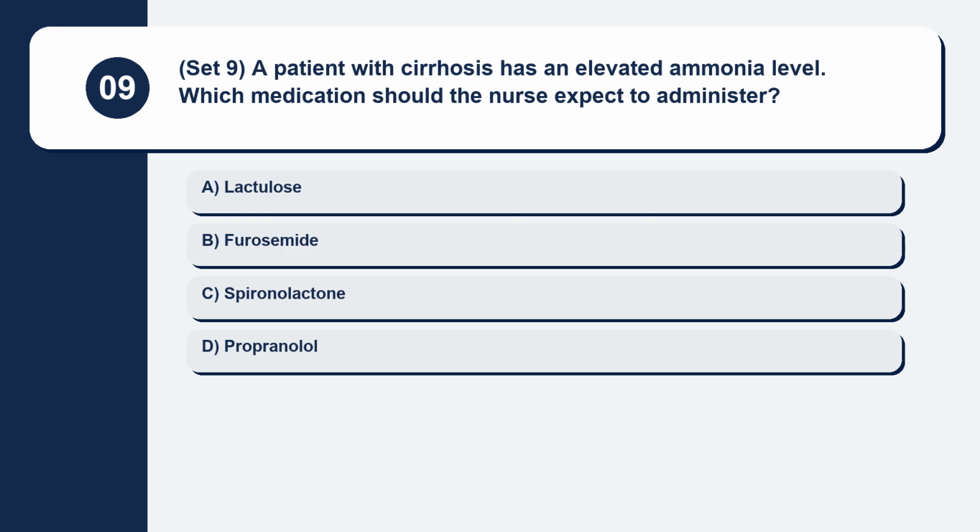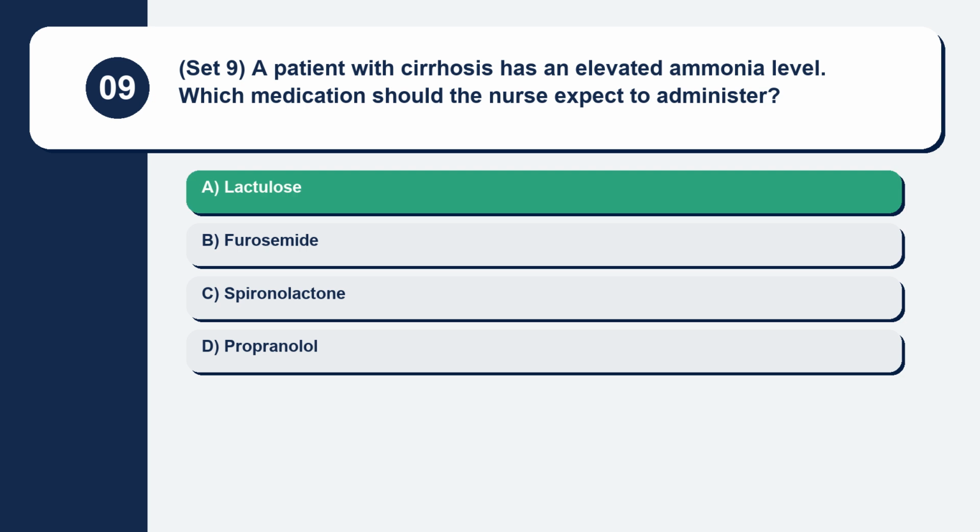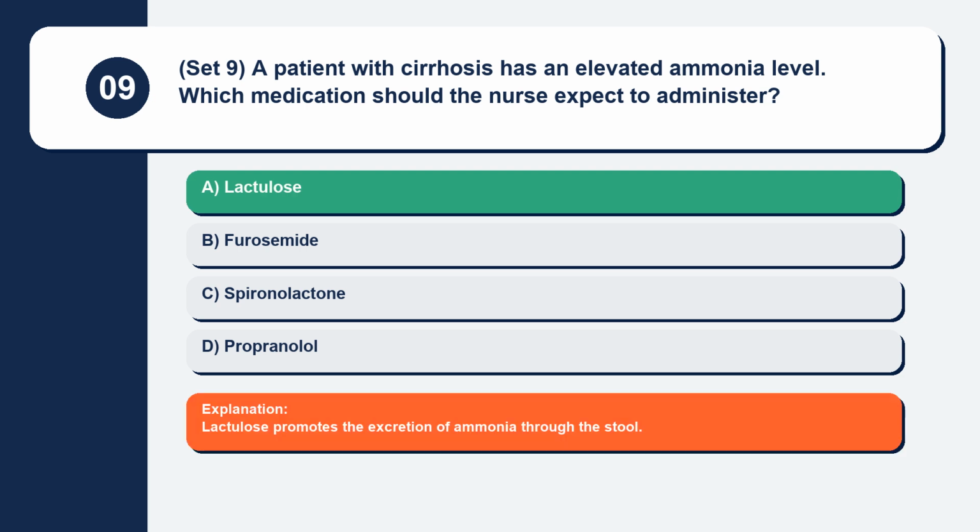Question 9. Set 9. A patient with cirrhosis has an elevated ammonia level. Which medication should the nurse expect to administer? Lactulose, furosemide, spironolactone, propranolol. Lactulose promotes the excretion of ammonia through the stool.